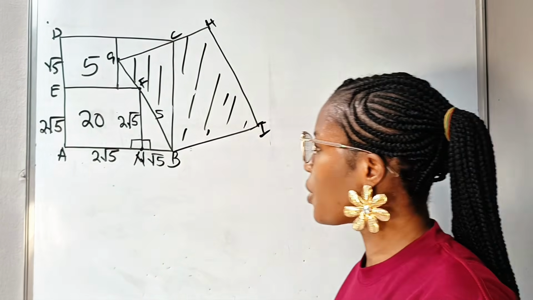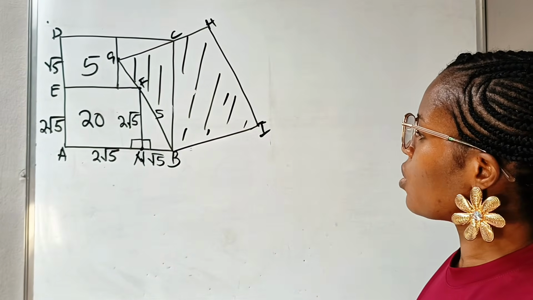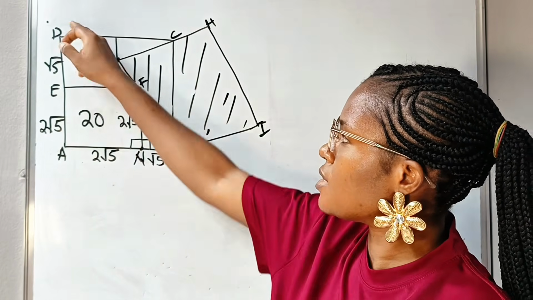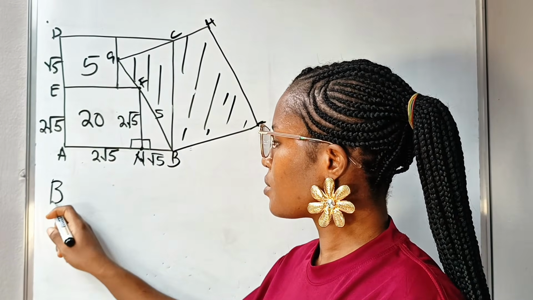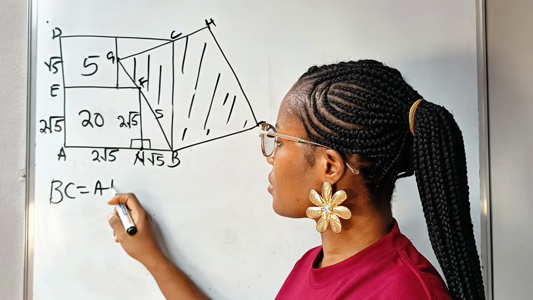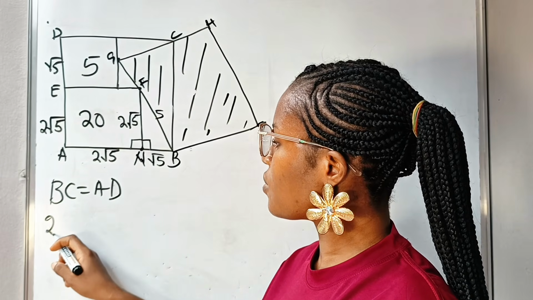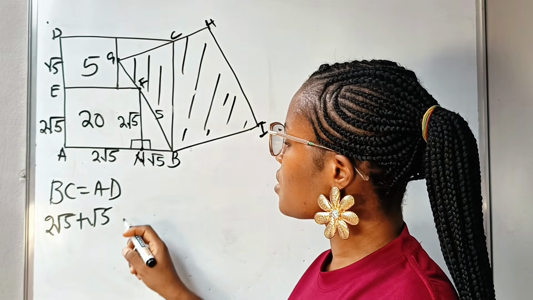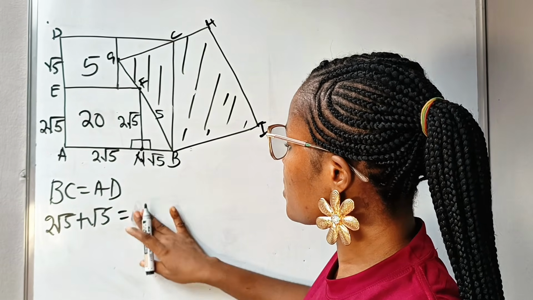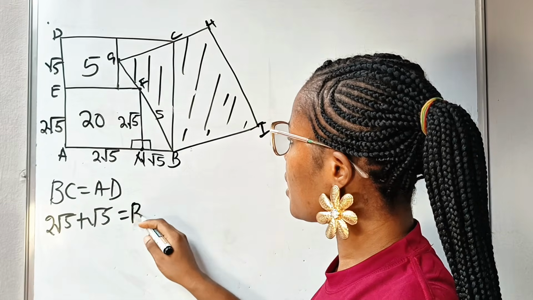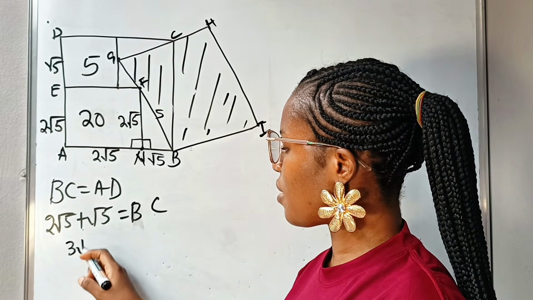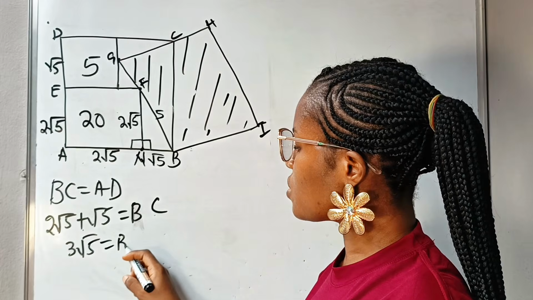But before we introduce that, I want you to note that BC is also equal to AD, right? So now we have 2 root 5 plus root 5, which should be equal to BC, because we need that side. So 2 root 5 plus root 5 is 3 root 5, which is equal to BC.